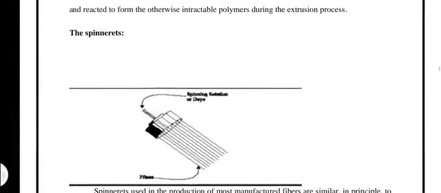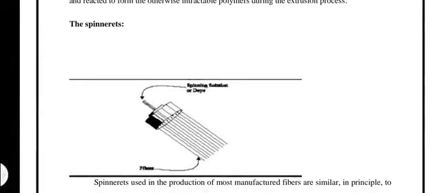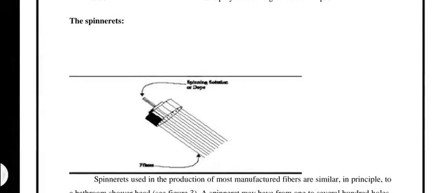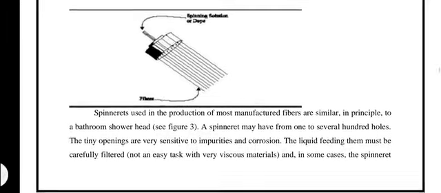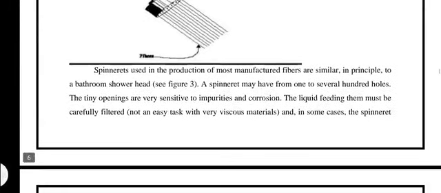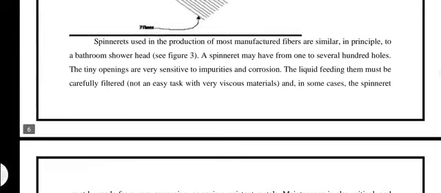Next, I will describe the machinery that is used during the production of Kevlar. The first machinery is the spinneret. A spinneret is similar to a bathroom shower head. A spinneret may have from one to several hundred holes. The tiny openings are very sensitive to impurities and corrosion.